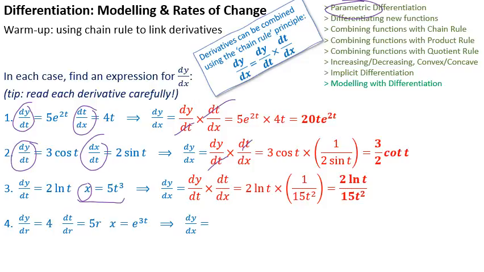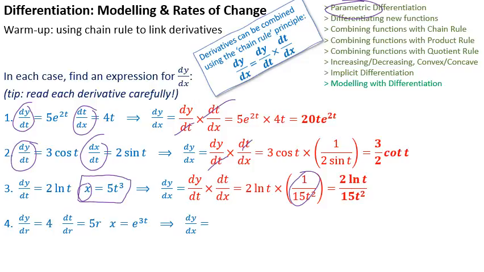So start by differentiating with respect to t, and you'll get 15t squared. So dx by dt is 15t squared. That means dt by dx must be the reciprocal, 1/15t squared. And that's where this piece comes from. Put it all together, we get 2ln t over 15t squared.